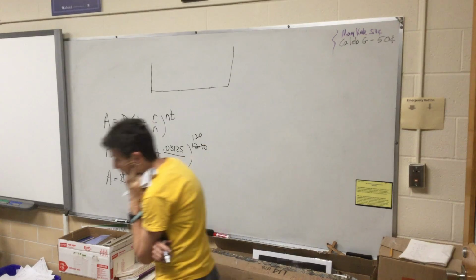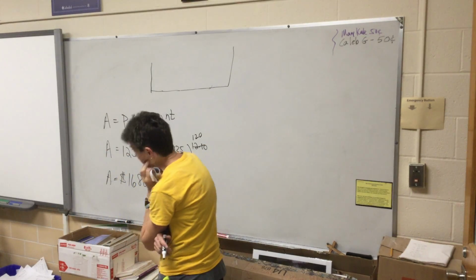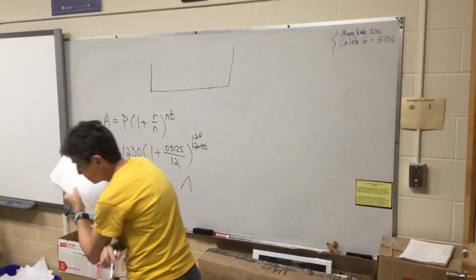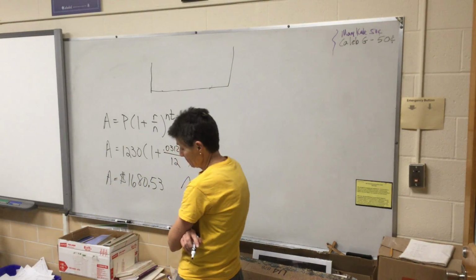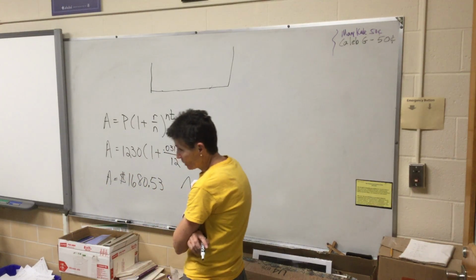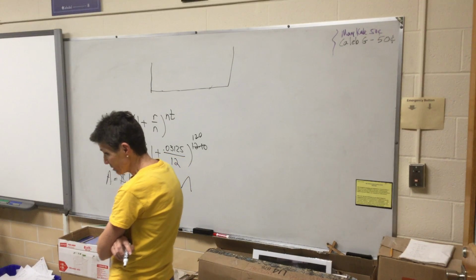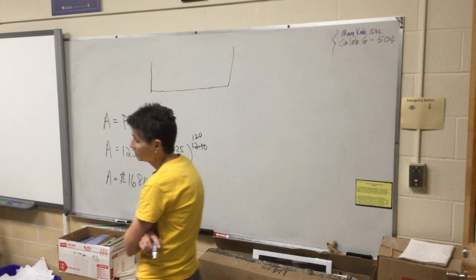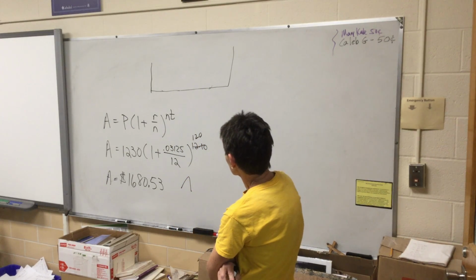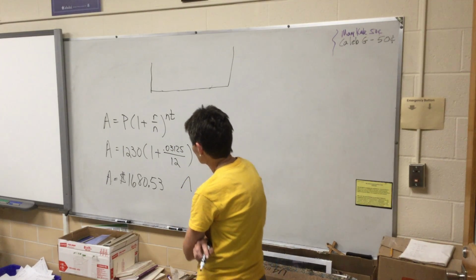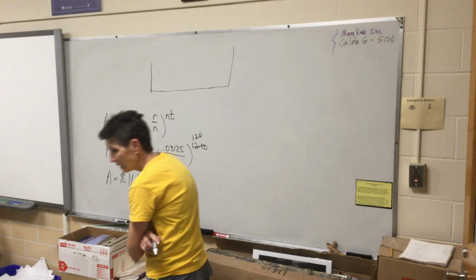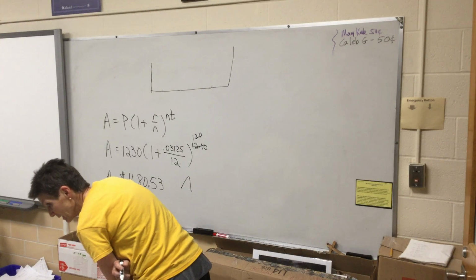Mrs. Ford, where did you get the 12 from? It says compounded monthly. How many months in a year? 12. Yep, and N stands for the number of times a year we compound. So if we're compounding monthly, that's 12 times a year. Oh, okay. All right, everybody get 1,680.